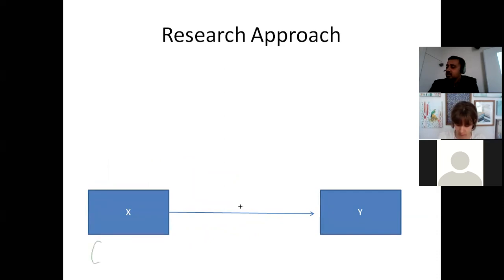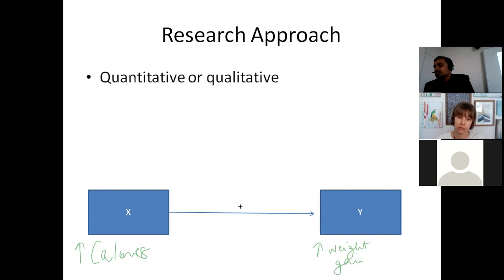So let's say the greater the number of calories, and if I make typos, it's not because I can't spell, I'm rushing, okay? Leads to greater weight gain. Okay, so one thing leads to another. If you want to have a research design of this type, you're going to pick something that's quantitative. So the different research approaches depend entirely on what you're trying to ask.